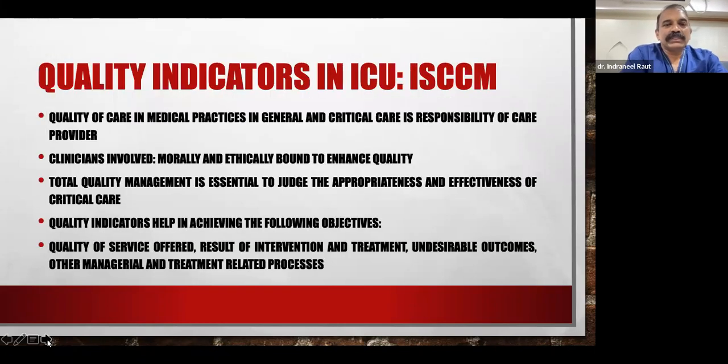Right, next slide. Okay, so quality of care in medical practices in general and critical care is the responsibility of care providers. So clinicians involved are morally and ethically bound to enhance the quality of care given in our units. And why do we require this quality management? Because we have to judge the appropriateness and effectiveness of our therapies in critical care. Thus the quality indicators will help in achieving the following objectives: the quality of the service offered. So whatever you're giving, whether it is appropriate and it is helping the patients or it is causing harm to the patient, results of intervention and treatment, undesirable outcomes. That means our complications. You're putting a central line, you caused a hemothorax or a pneumothorax. So undesirable outcomes and other managerial and treatment related processes.